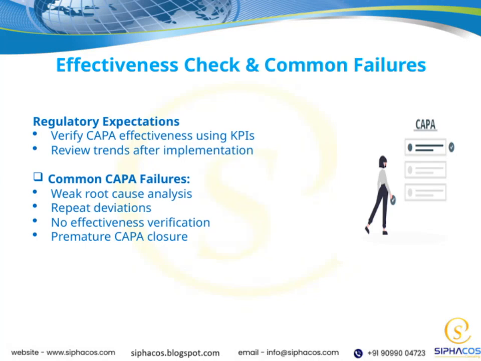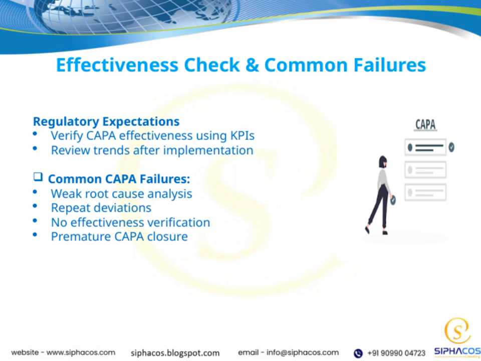Let's talk about the regulatory expectations when it comes to CAPA effectiveness. It's crucial to verify the effectiveness of your CAPA actions by using key performance indicators, or KPIs. These metrics help ensure that the corrective and preventive actions are truly working. After implementing CAPAs, it's also important to review trends over time to see if the issues are resolved and not recurring.